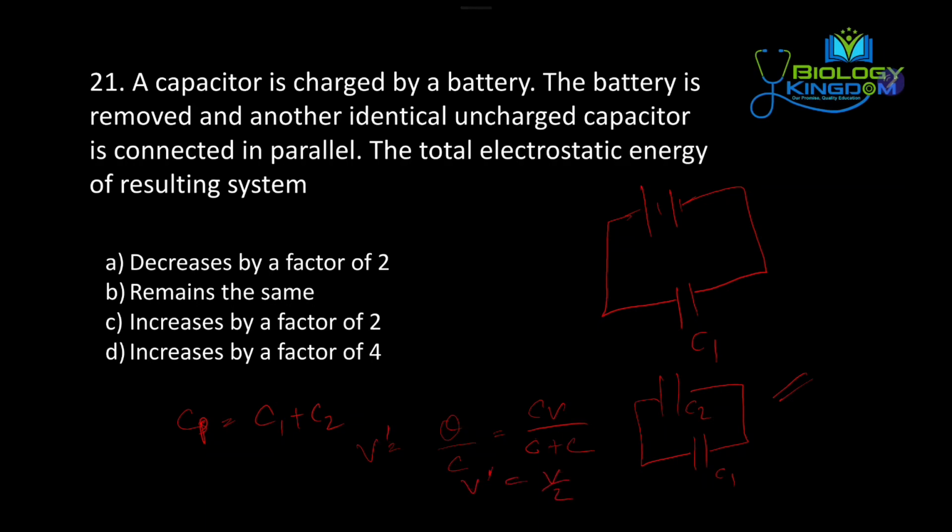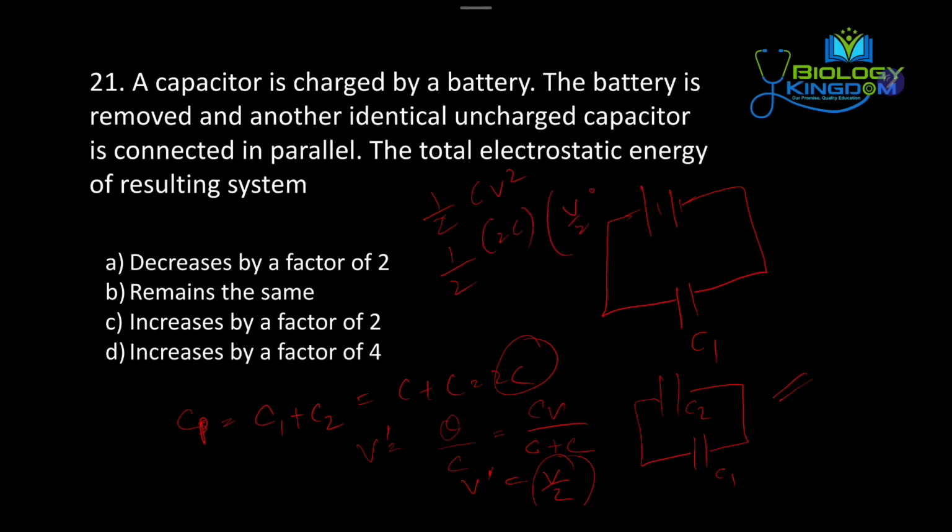So the voltage after applying capacitor will be V by 2, and capacitance is C plus C, that is 2C. So the total capacitance is 2C and total voltage is V by 2. Now we have to find the energy. What is the formula of energy? Half CV square.